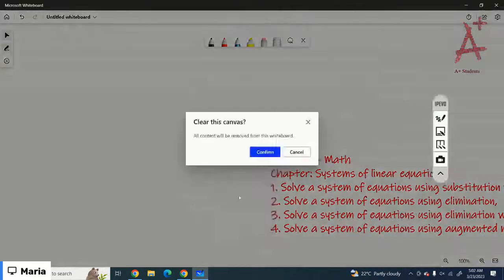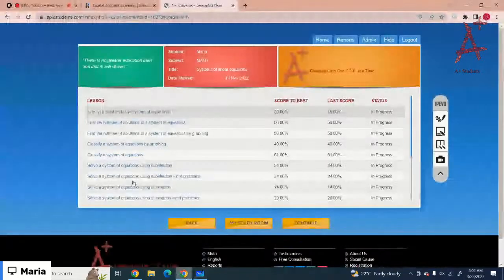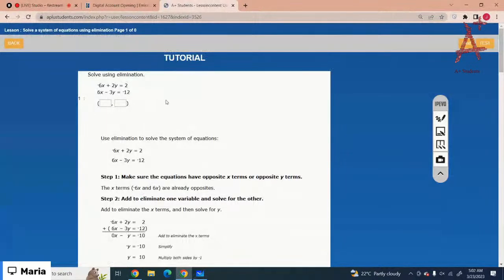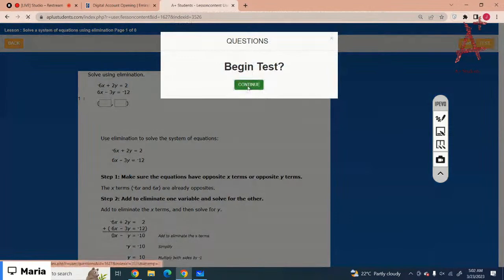Elimination, yes. Let's just start with the next lesson. Okay, let's just start with the test questions. You can have a look at tutorial one by yourself.